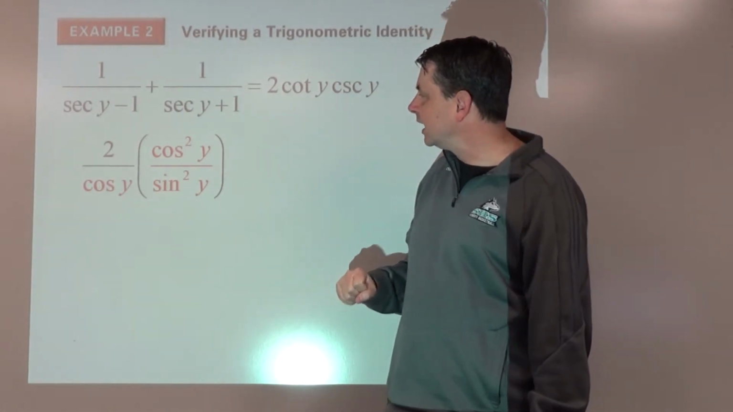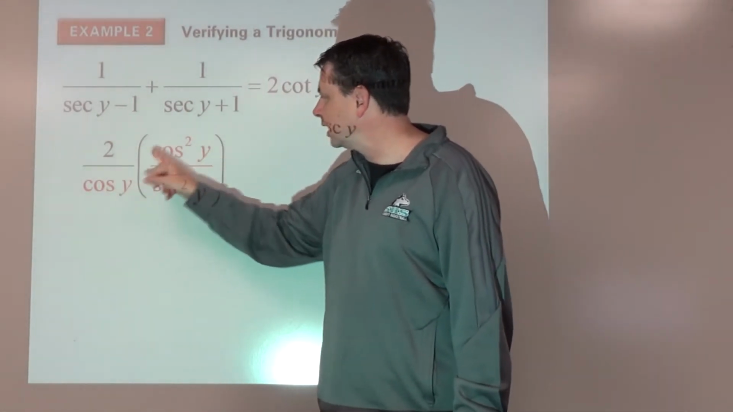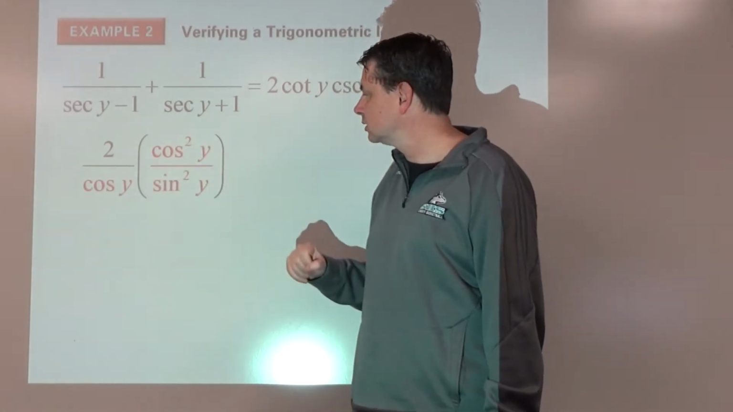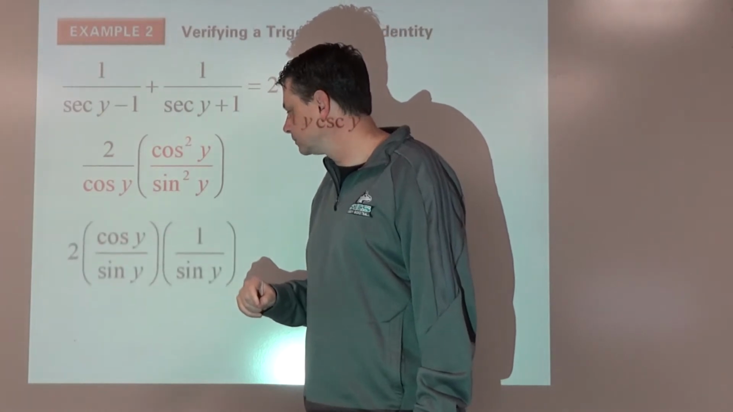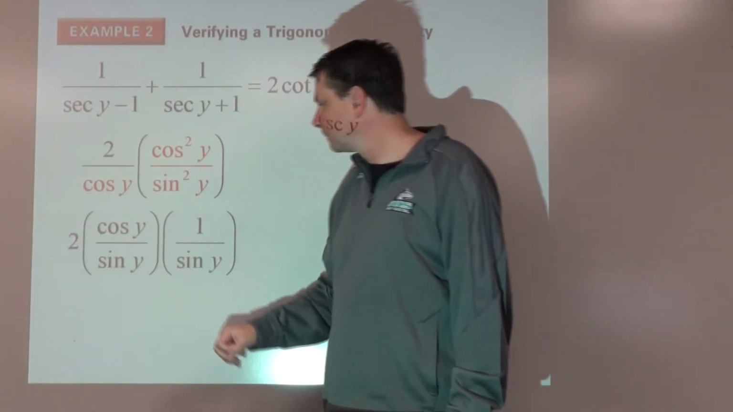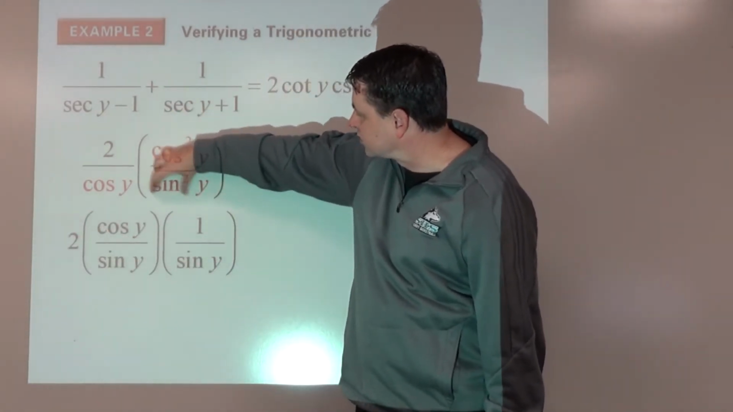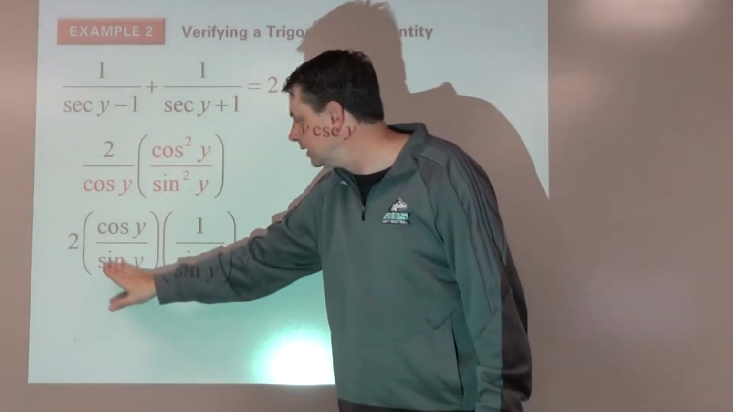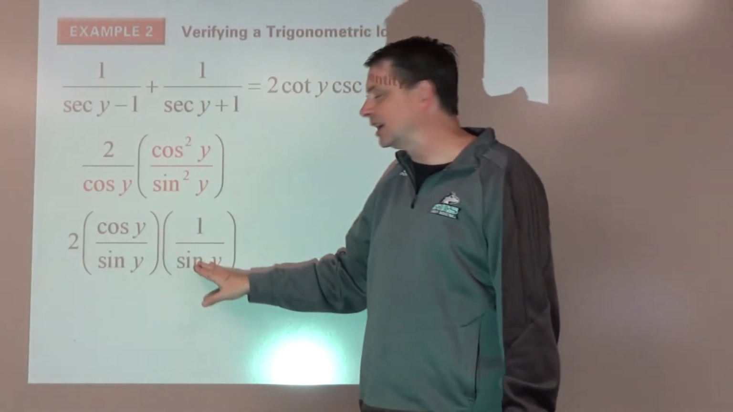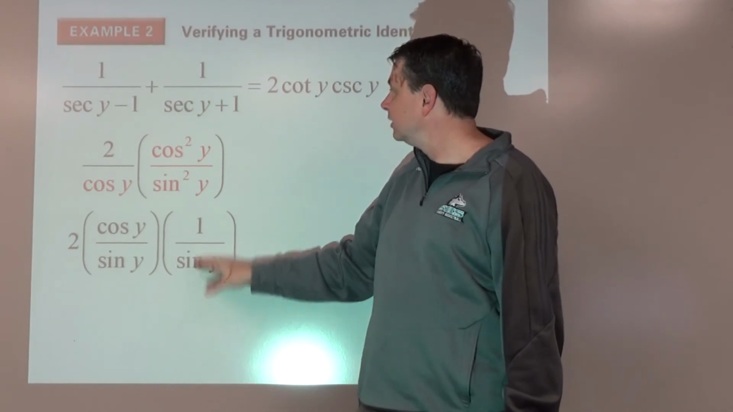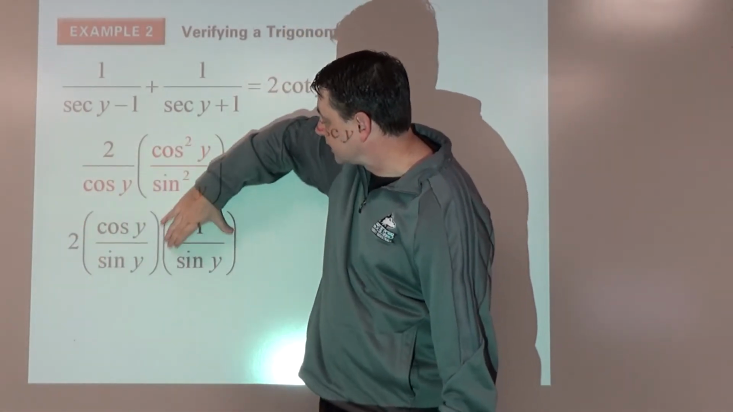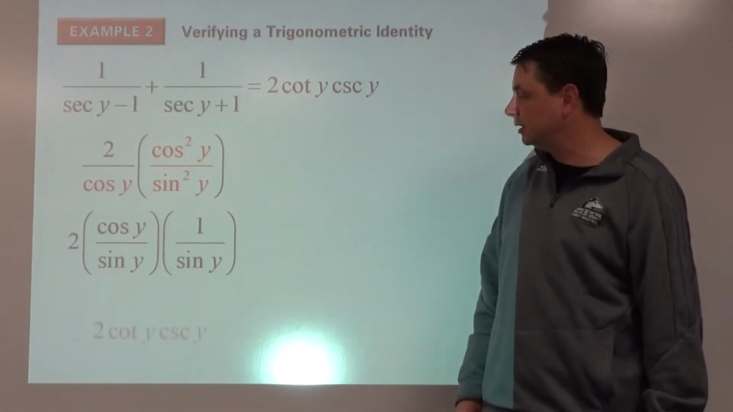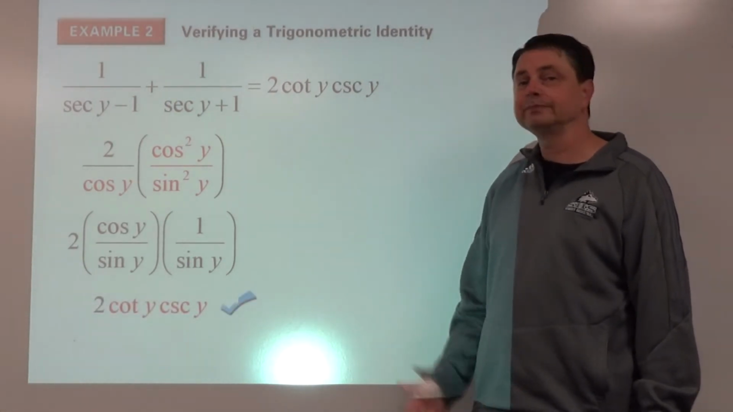And then we can have one of the cosine y's cancel out, in which case we would be left with 2, a cosine y, and if we split the sine squared y to be sine y times the sine of y, then we're almost there. 2, that's going to be cotangent y, that's going to be cosecant y. Make sure we finish it, and that one's done.